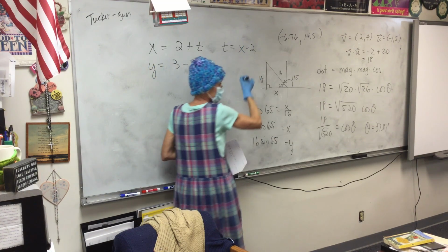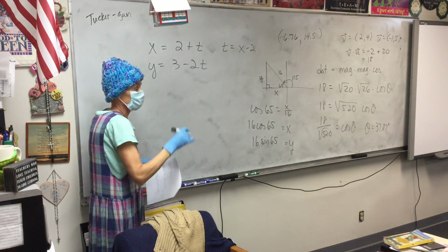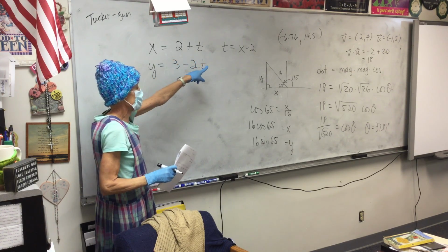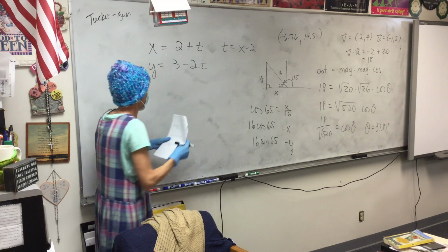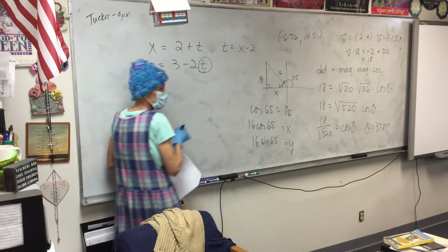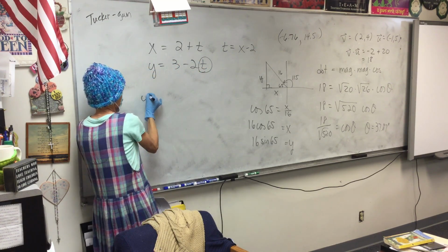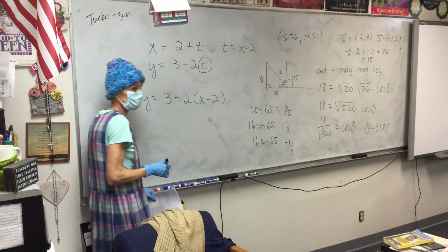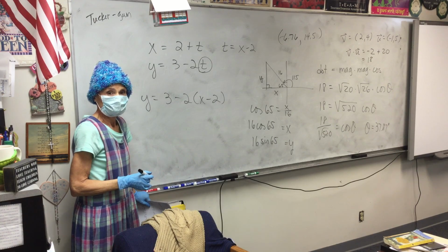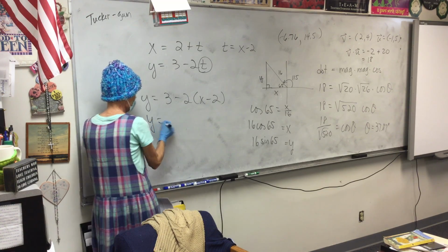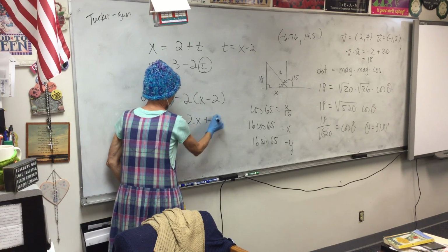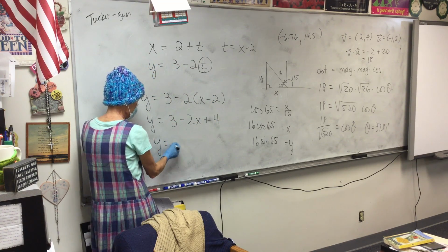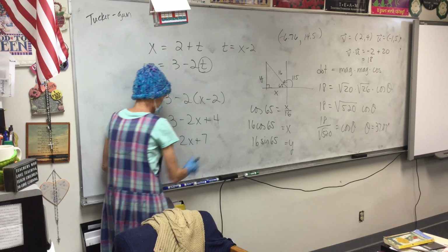What does t equal here? X minus 2. So we get t by itself. Then what do we do? Plug it into the other equation, substitute it. So y equals 3 minus 2 times x minus 2. And then we do our distributive. Watch your distributive there. And then we kind of clean it up a little bit.